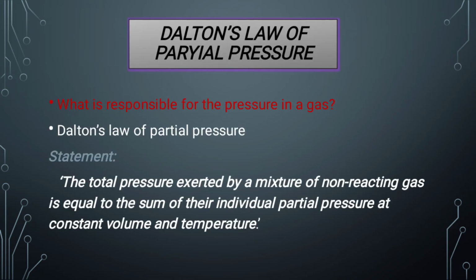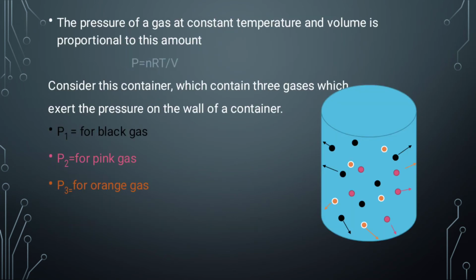Next is Dalton's law of partial pressure. What is responsible for the pressure in a gas? Dalton's law of partial pressure statement: the total pressure exerted by a mixture of non-reacting gases is equal to the sum of their individual partial pressures at constant volume and temperature. The pressure of a gas at constant temperature and volume is proportional to the amount. P = nRT/V.